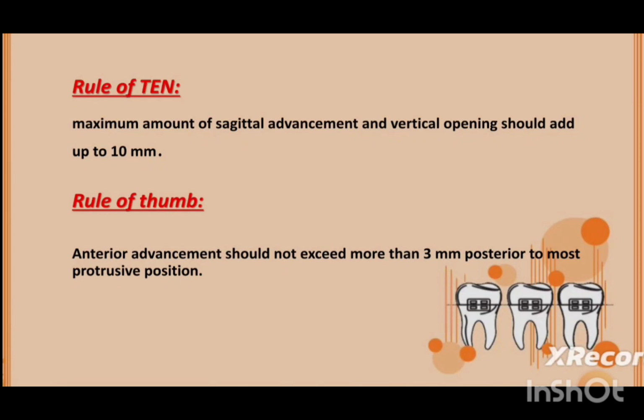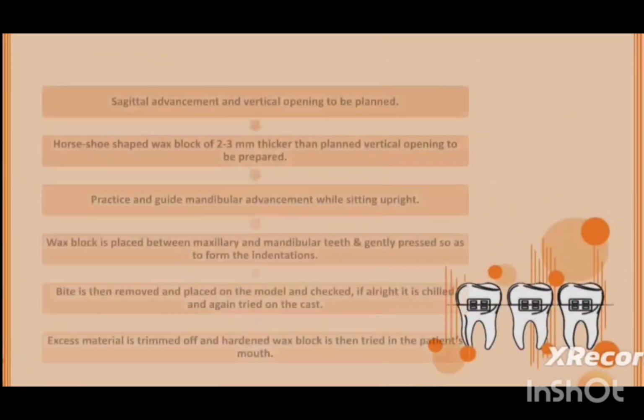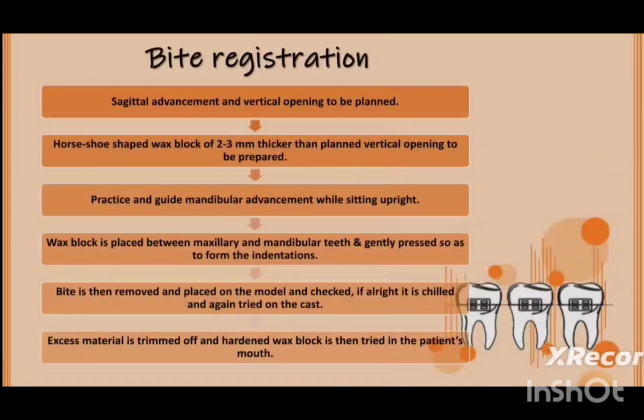Now also we have to consider that if the overjet is too large, stepwise sagittal advancement is to be made in 2 to 3 phases. This is according to the rule of thumb, which states that the anterior advancement should not exceed more than 3 millimeters posterior to the most protrusive position. Hope that is clear.